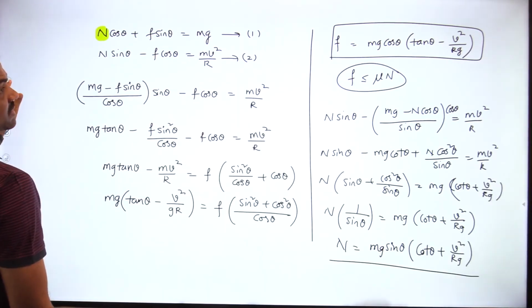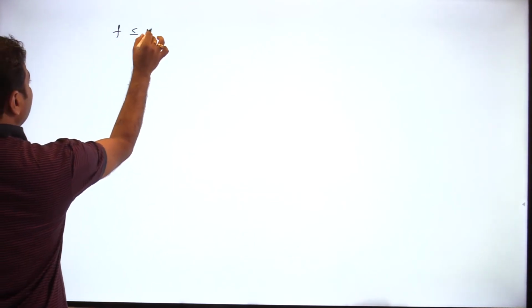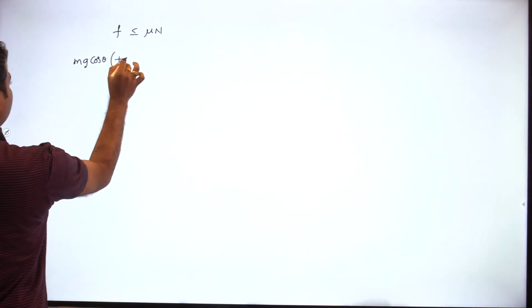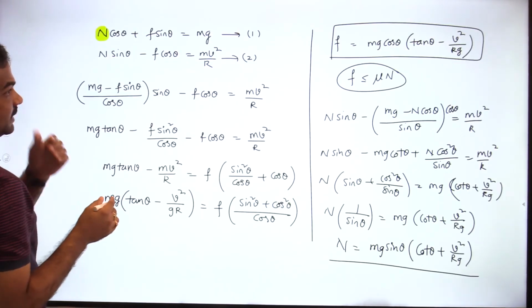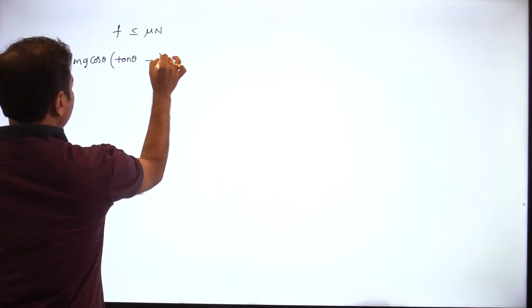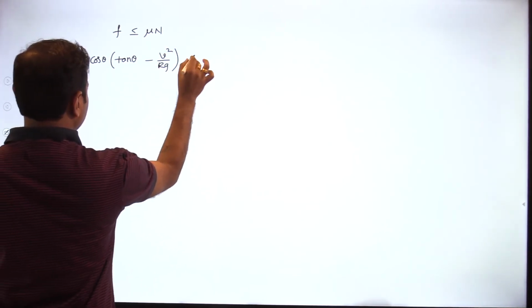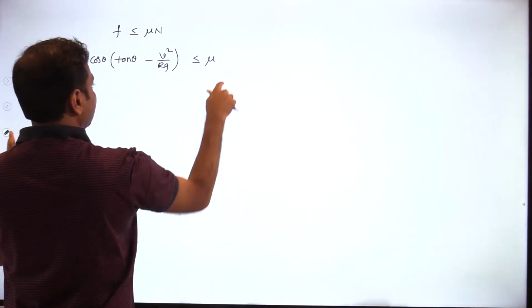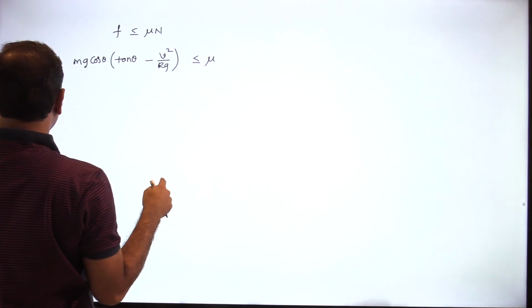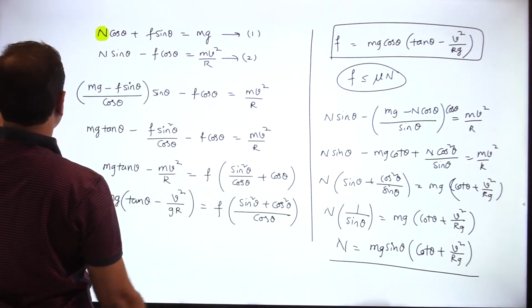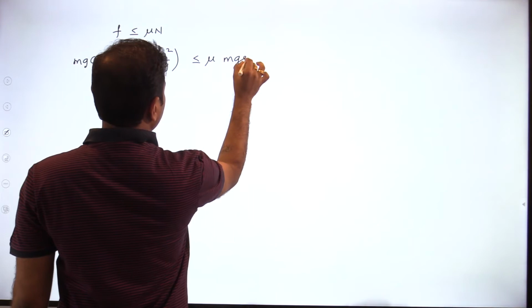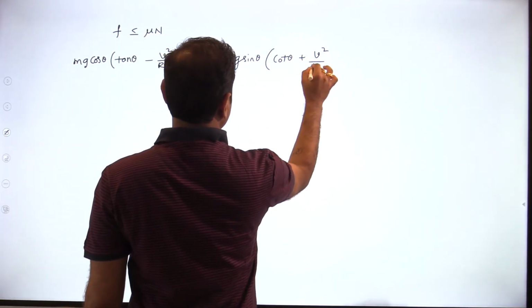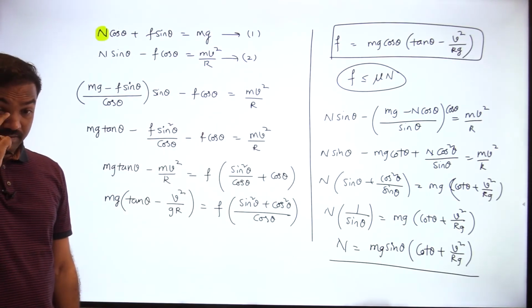What is the friction value? Mg cos theta. So friction should be less than or equal to mu into normal reaction. So mg cos theta into tan theta minus v square by rg. So you will get some condition on velocity, mu into normal reaction. What is the normal reaction? Normal reaction value is equal to mg sin theta into cot theta plus v square by rg. So normal reaction value I wrote and friction value I wrote.